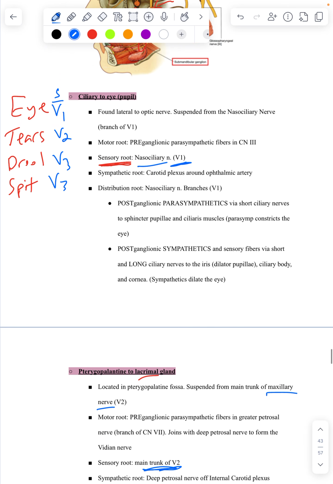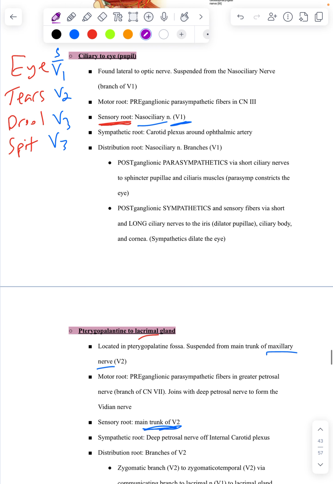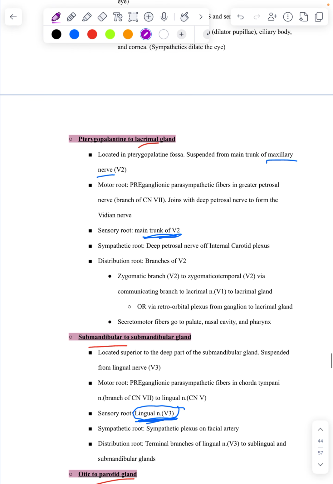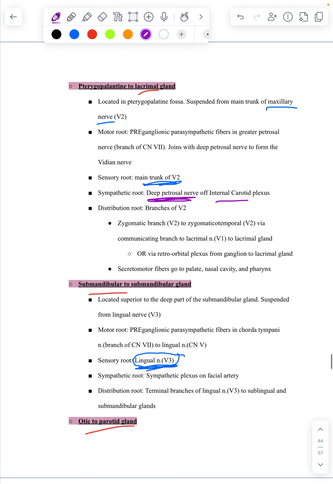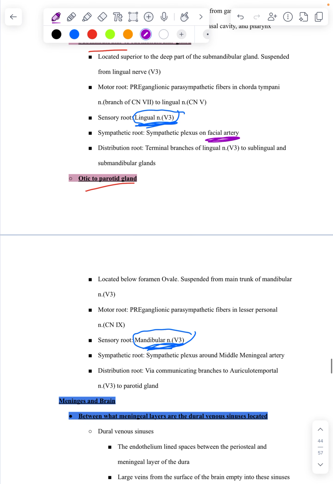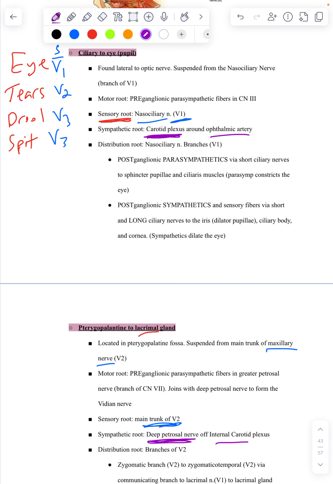For the sympathetic stuff, for the ciliary to eye, it's carotid plexus, which is around the ophthalmic artery. For the second one, it's deep petrosal nerve off the internal carotid plexus. Then it's the sympathetic plexus on the facial artery, and then it's the sympathetic plexus around the middle meningeal artery. So this is how I remember this one. So let's write these down.